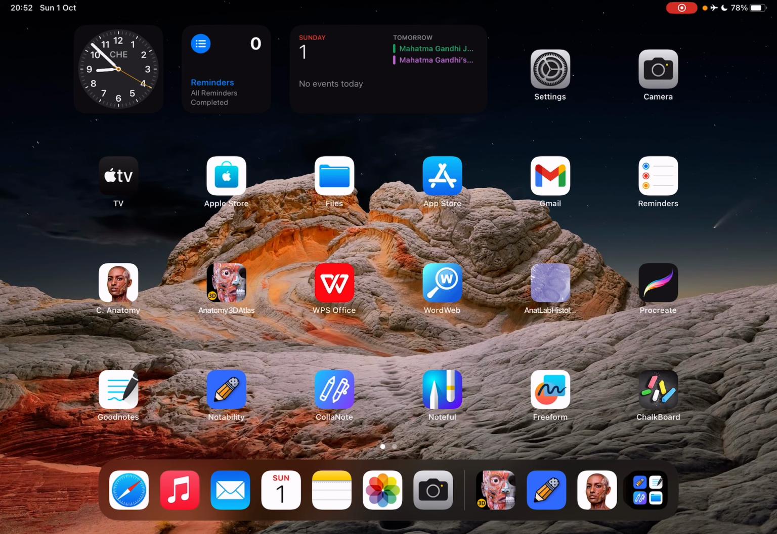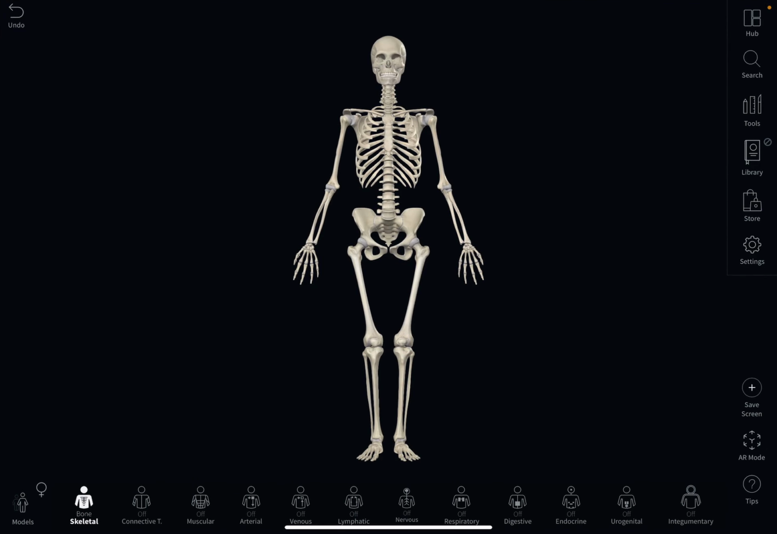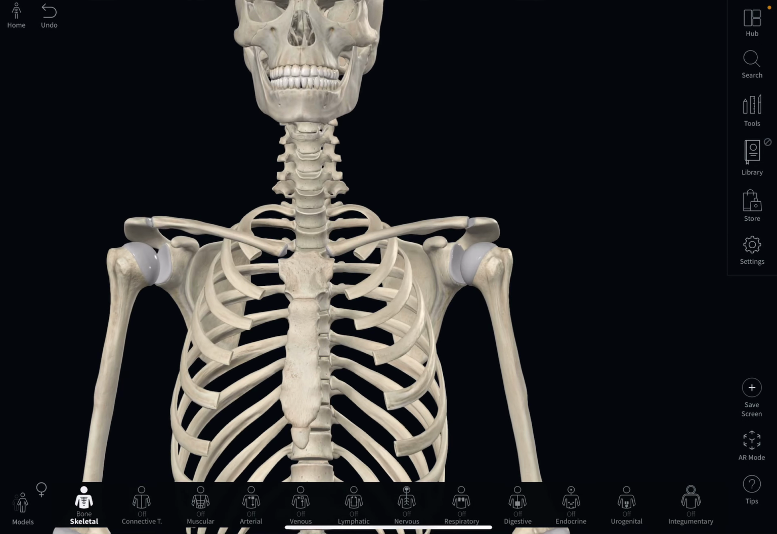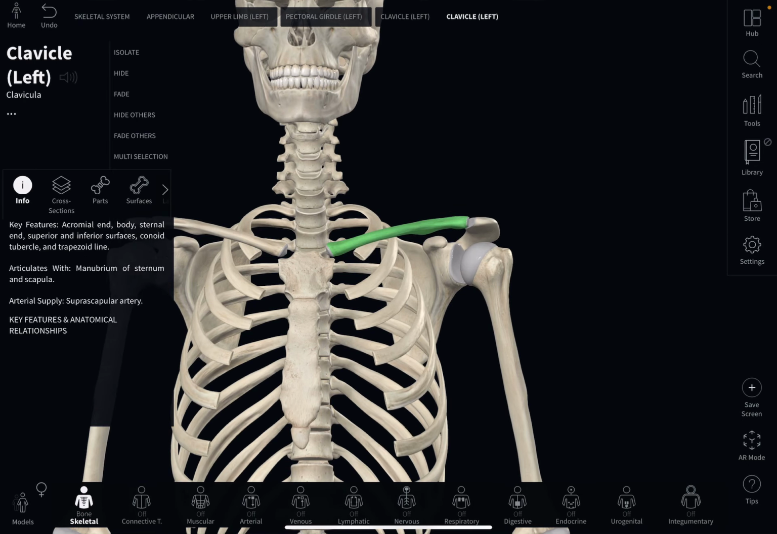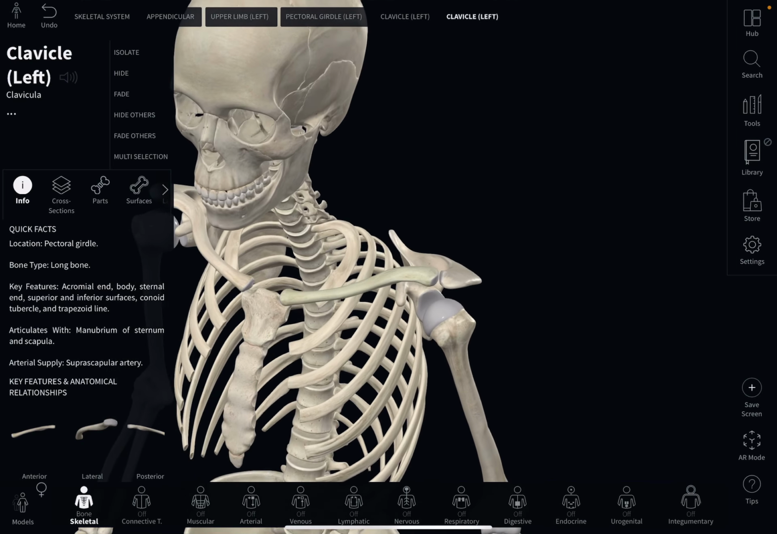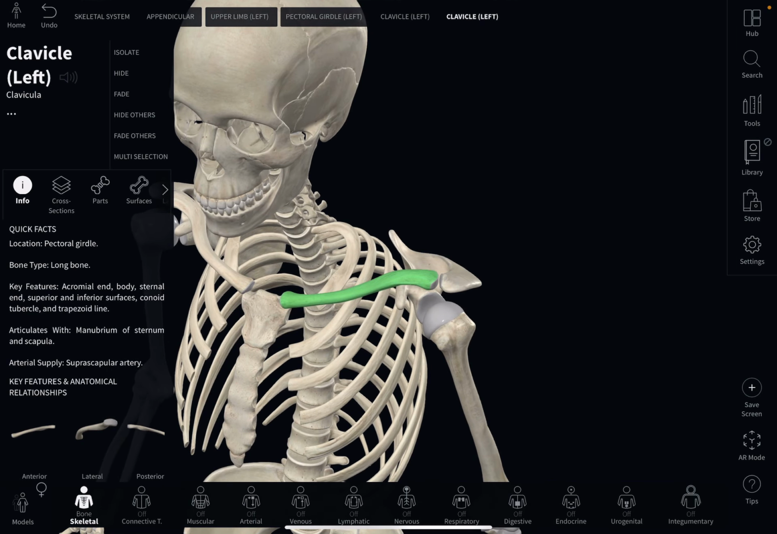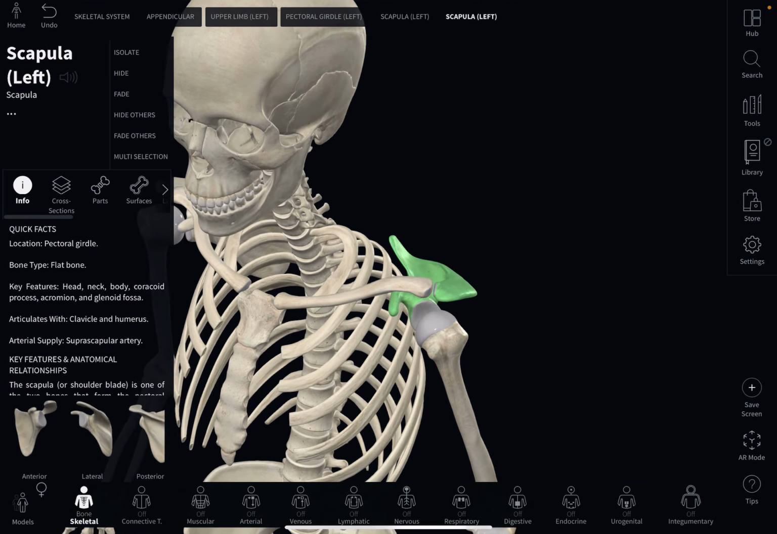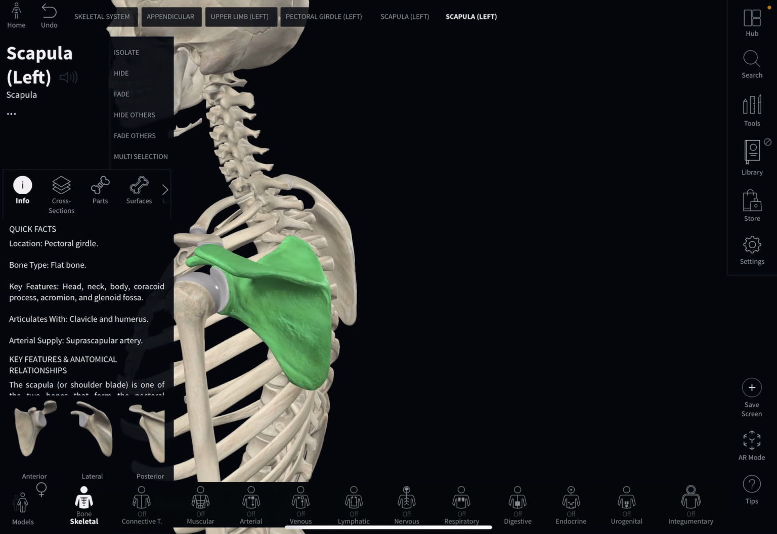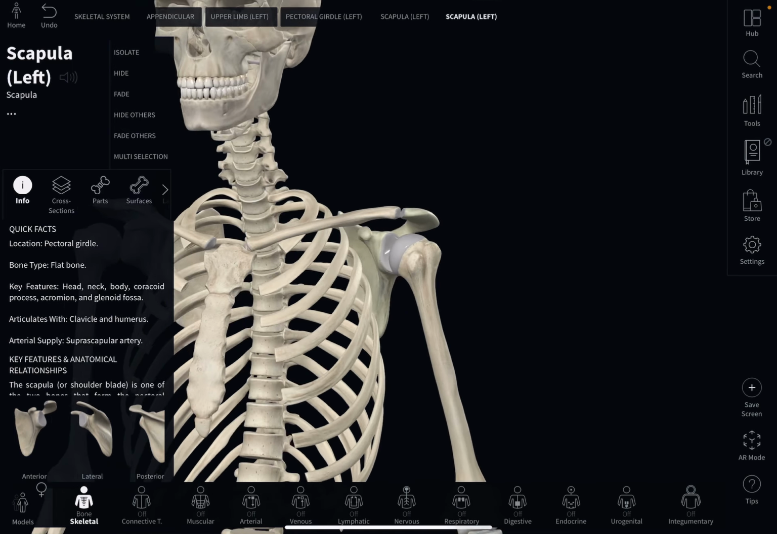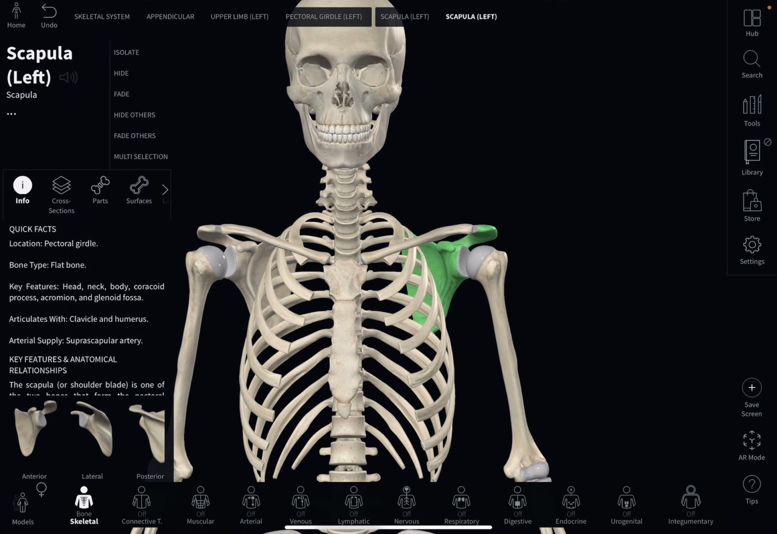So the clavicle is also known as the collarbone. The bone highlighted in green color now is the clavicle. The bone that you see lying behind it is the scapula. The clavicle and the scapula together form the pectoral girdle. In today's class, I will be focusing only on the clavicle.